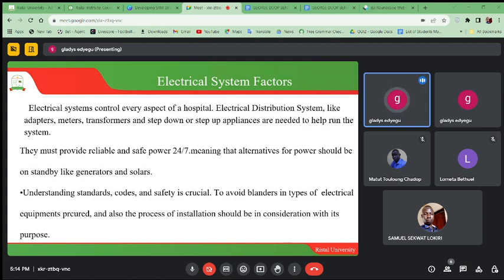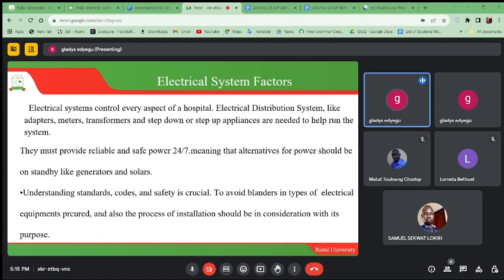So some people prefer to have a specific transformer for a specific hospital or specific area, whereby in case of anything in that place, they're able to control and respond, knowing where it has happened from. And in that way, they're able to control some of the disasters that happen due to electricity. So they must also provide reliable and safe power 24/7.